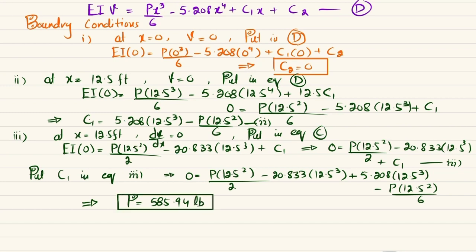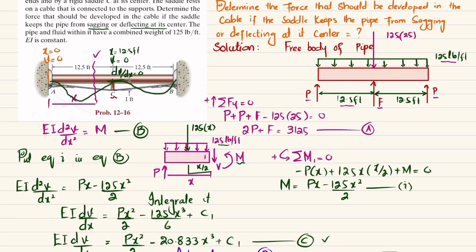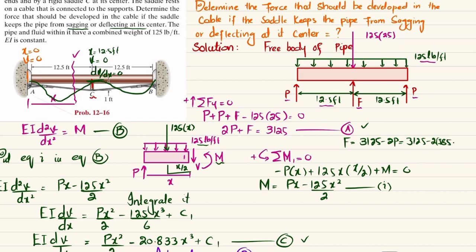Now you have this P, so you can just put it in equation number A. So this F will be equal to 3125 minus 2P, which is equal to 3125 minus 2 times 585.94. So you will get this F will be equal to 1953.12 pounds. So this is the reaction force that this saddle applied on this pipe.